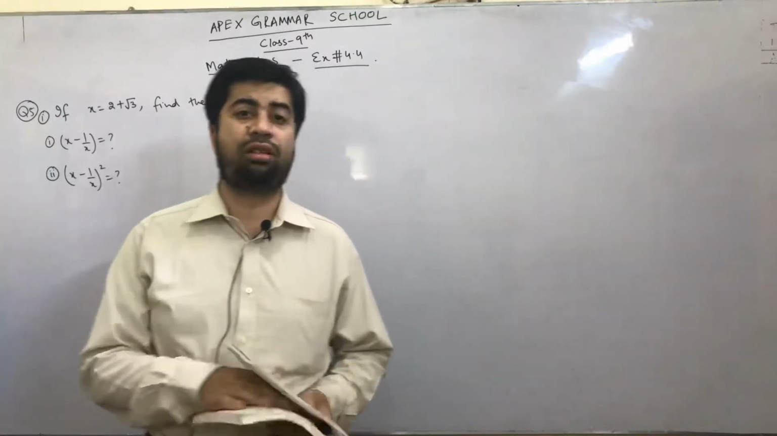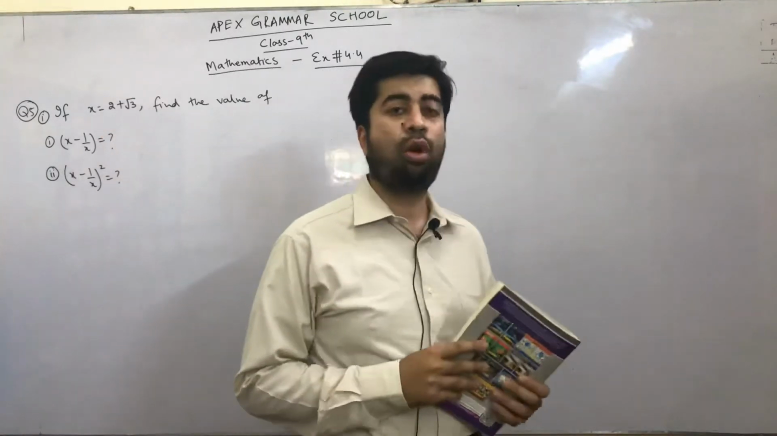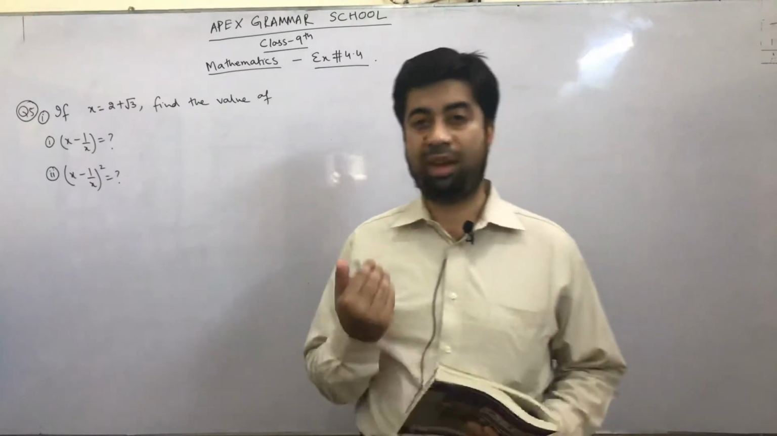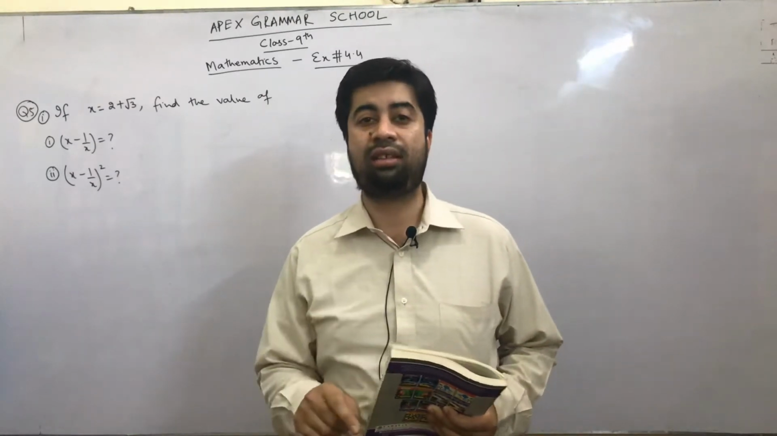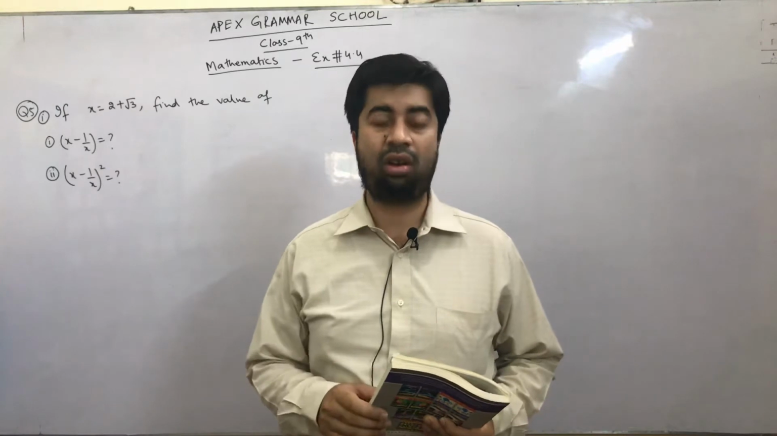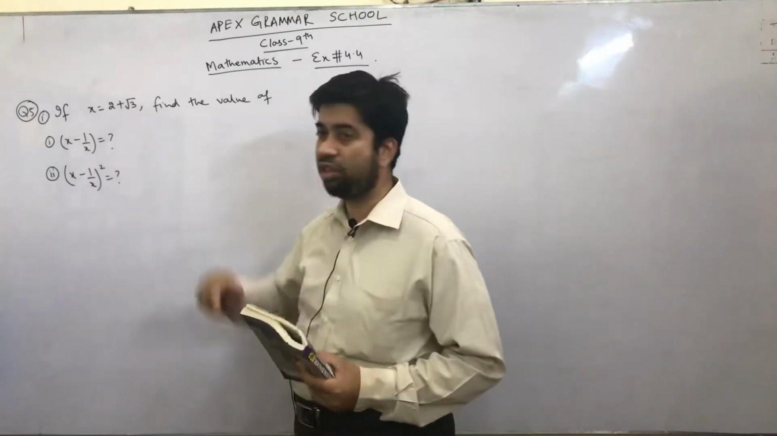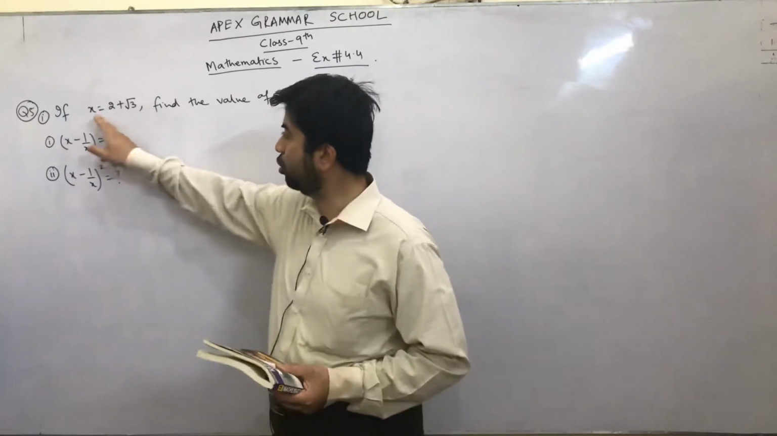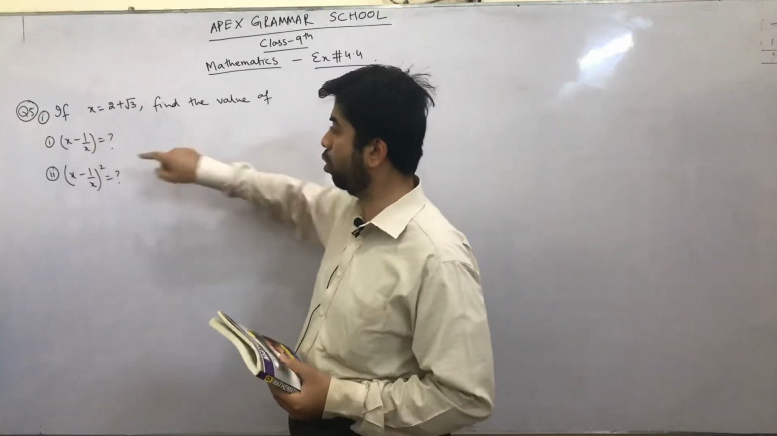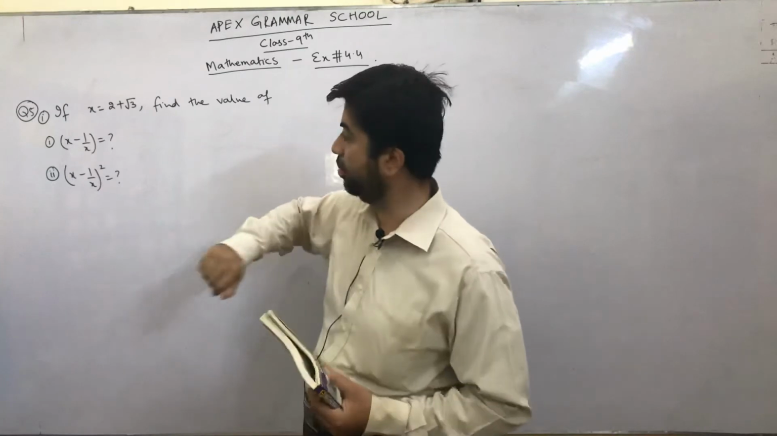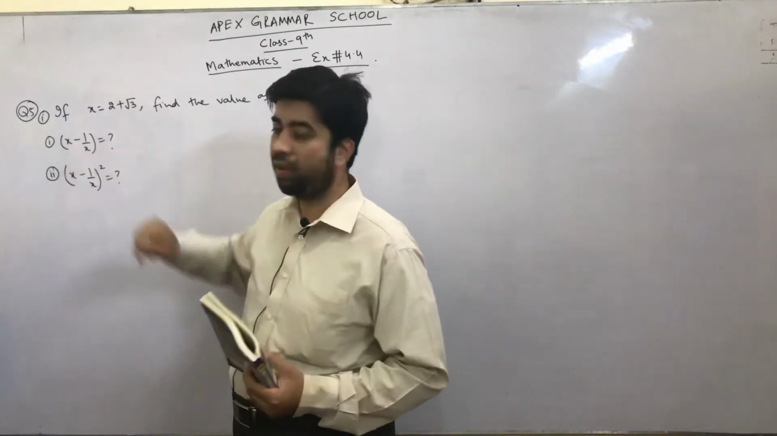From previous lectures you already know how to rationalize the denominator if the denominator is an irrational figure or irrational expression. So talking about this question: if x is equal to 2 plus under root 3, find these two values. We just have to find them. First is x minus 1 over x.